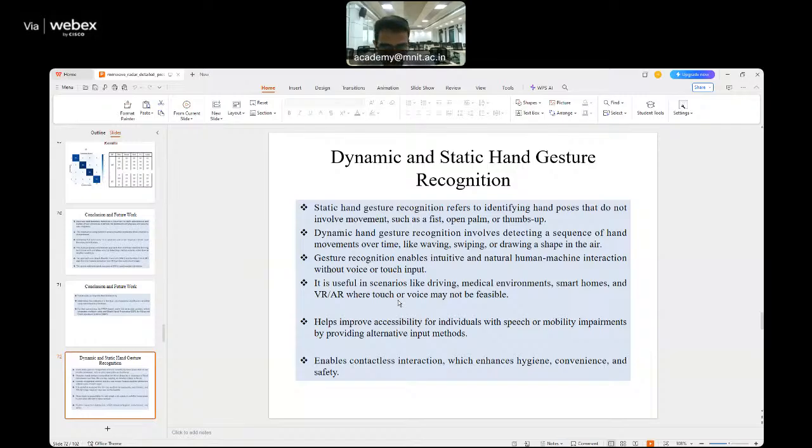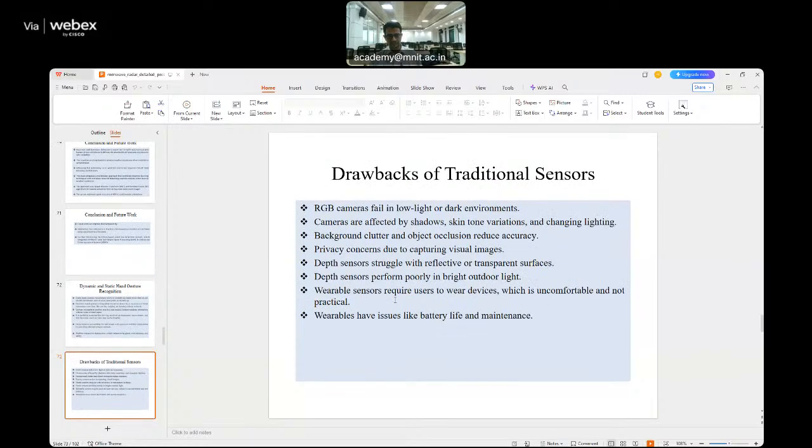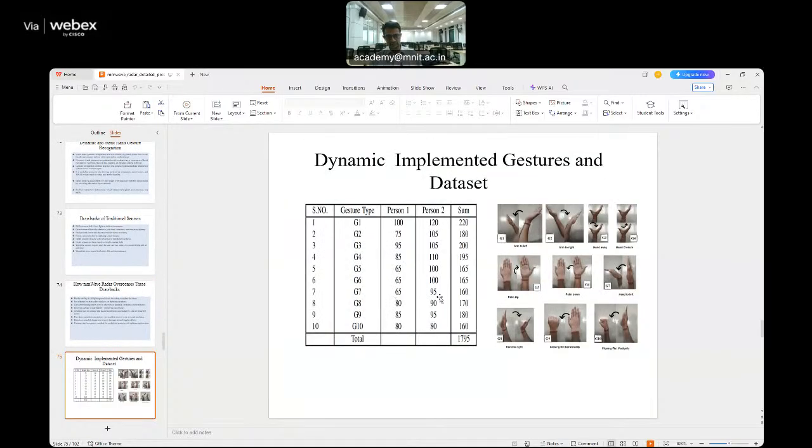Now we come to another of our hand-related activities, gesture recognition. So that is also used. What type of gesture? Can you see the figure? Yes. You are seeing this figure. So I should maximize.